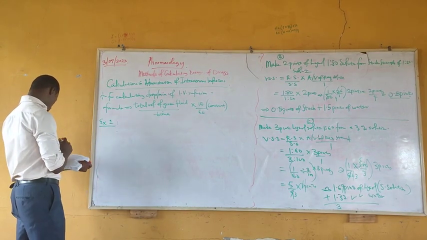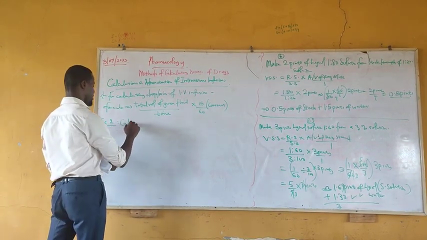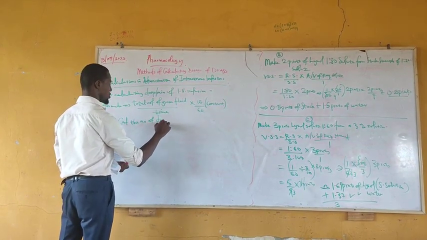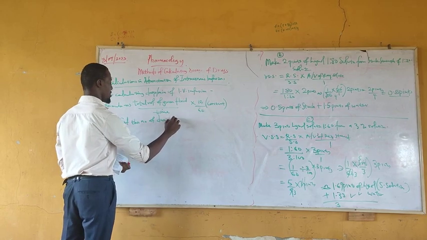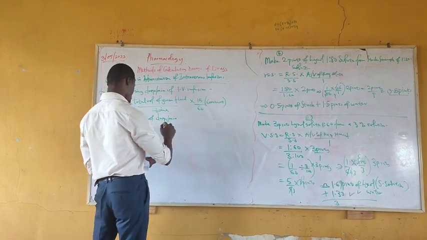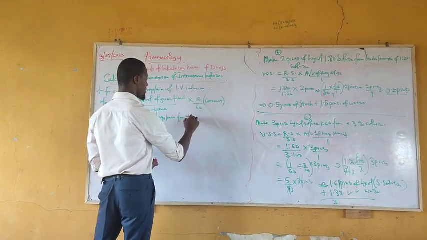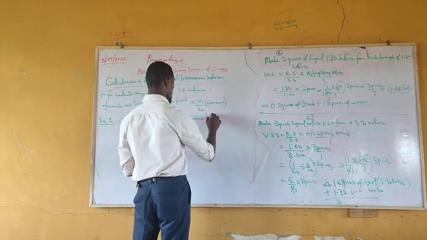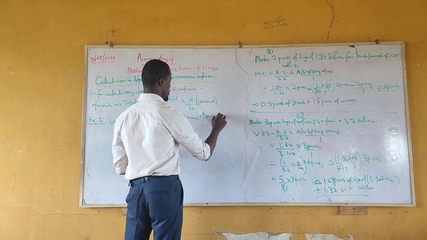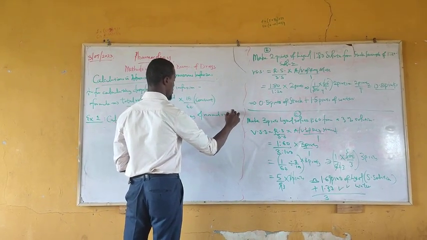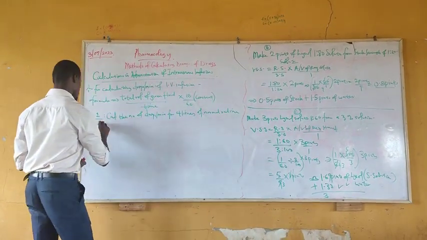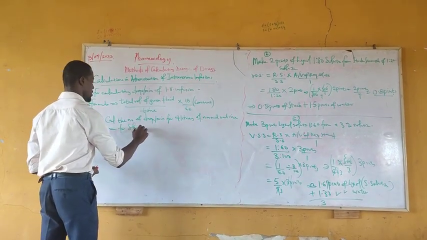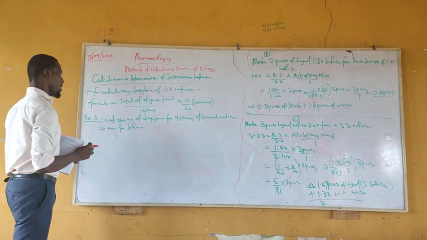So we have example 1 here. Calculate the number of drops per minute for 4 liters of normal saline to run for 8 hours. So this is what we have.